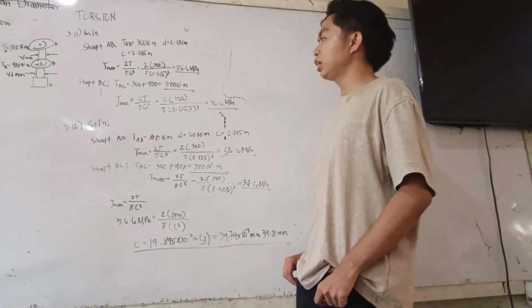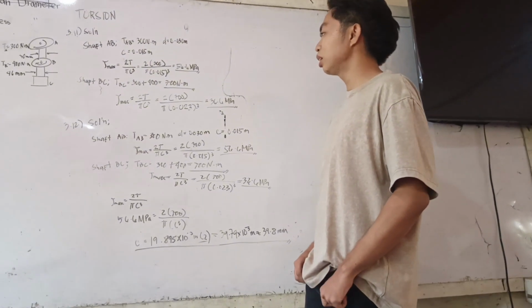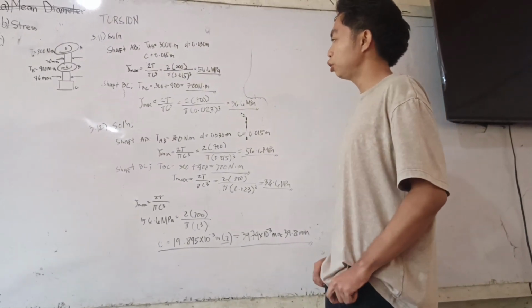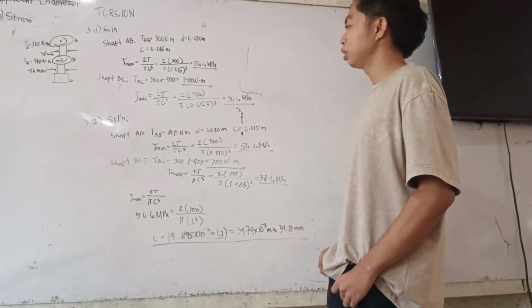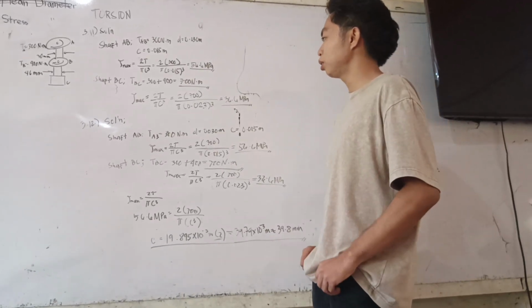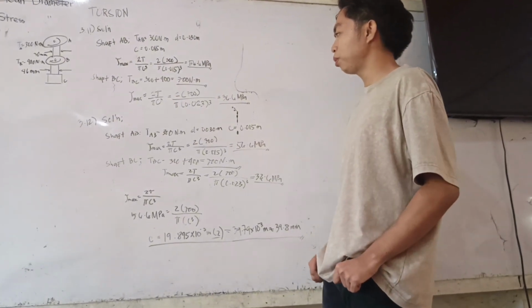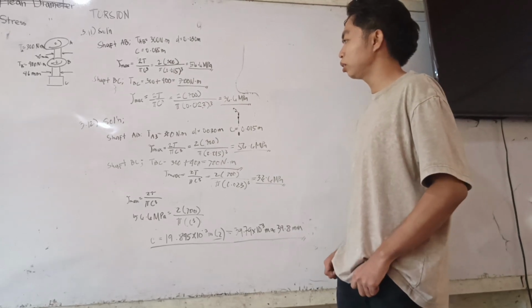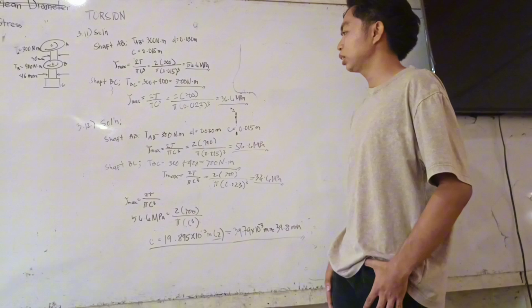In shaft BC, T BC is equal to 300 plus 400, so it will become 700 Newton meters. And then we also need to solve for the tau max of shaft BC. So the same formula, 2T over pi c raised to the cube. Then substitute the values, so the answer for the tau max of shaft BC is 36.6 megapascal.